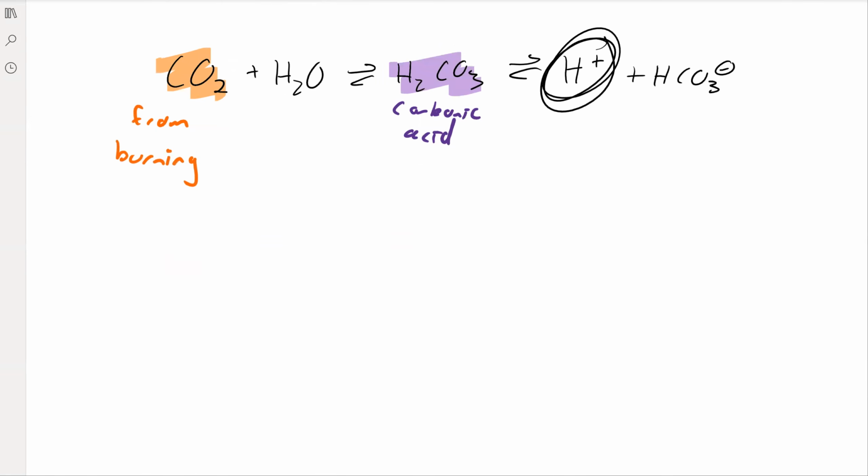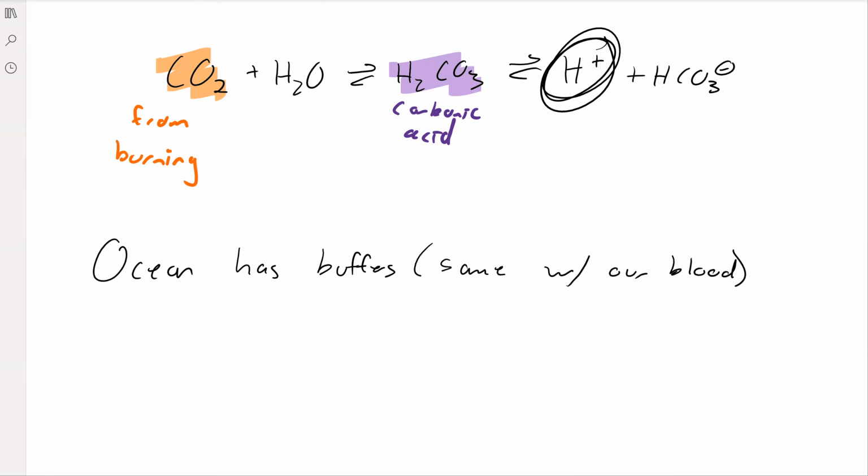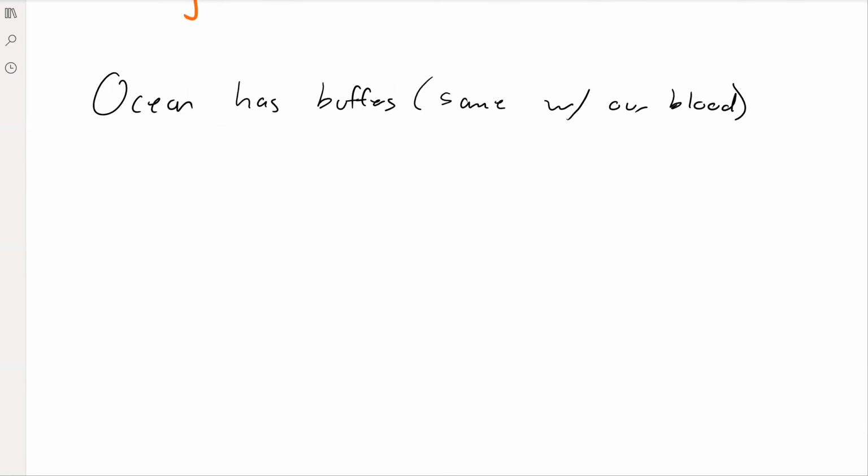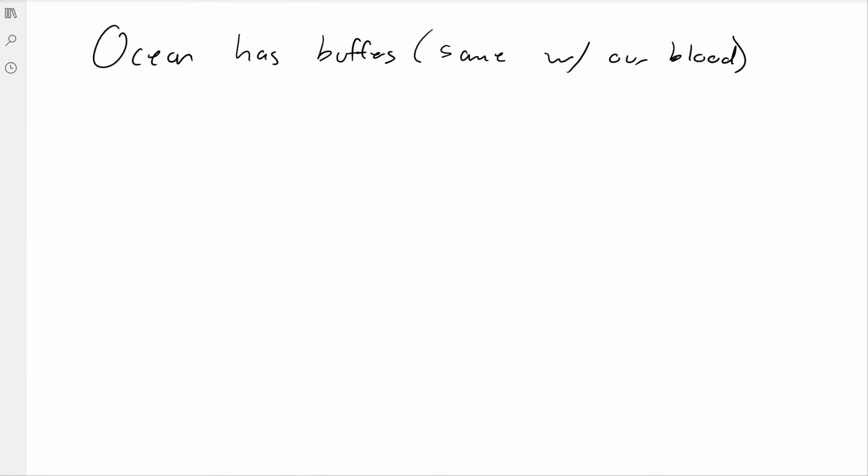So the reason that all fish are not dead is because the ocean has buffers. And the same thing with our blood and our body in general. We can ingest things that are acidic or basic, and we don't have to worry about dying because our body has ways of dealing with it. One way is through these buffers. So a buffer is a weak acid-base pair, right? It's a weak acid and its conjugate base, or a weak base and its conjugate acid.